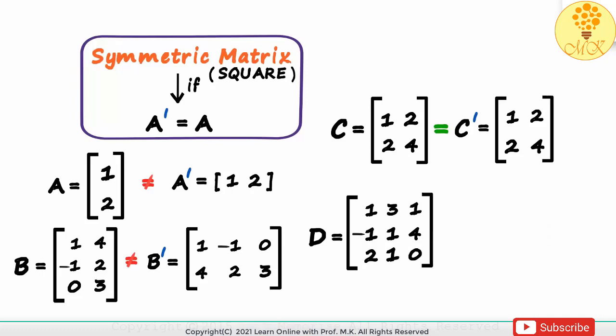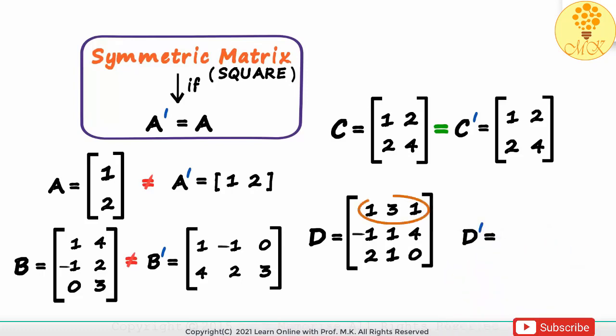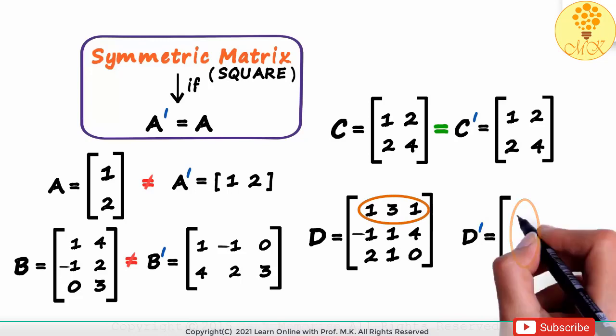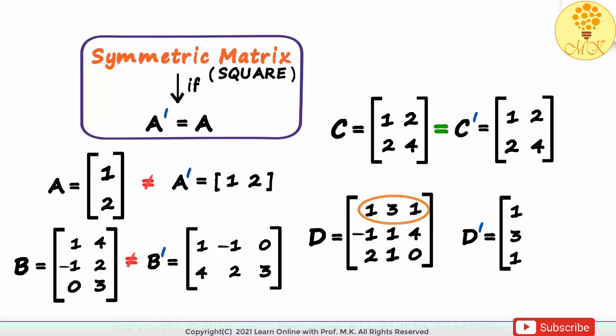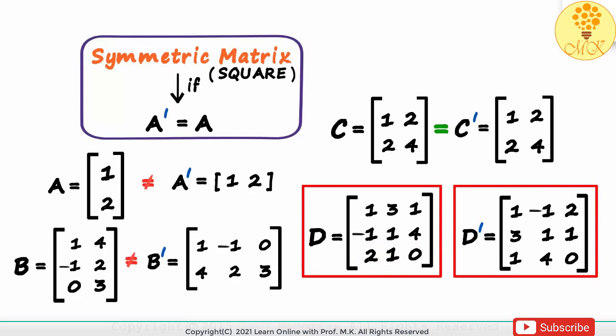To know if D is symmetric, we need to find D transpose first. The first row will be the first column here. 1, 3, 1. The second row becomes the second column. -1, 1, 4. And the third row will be the third column here. 2, 1, 0. Are these two matrices equal?